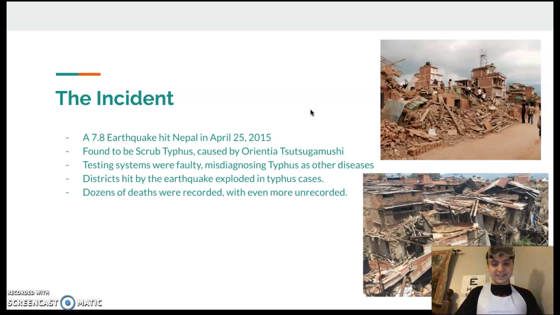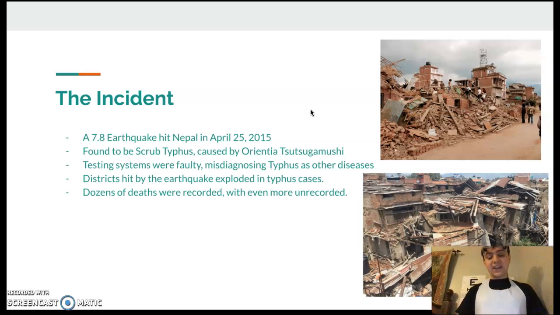So let's get into the incident here. A 7.8 earthquake hit Nepal on April 25th of 2015. It turns out that the main disease that ended up happening there immediately afterwards, as everybody was in poor sanitation, poor living conditions, which are pretty much magnified to be even worse with the earthquake, wreaked havoc amongst the people. Dozens of deaths, tons of people infected, and it was a nightmare.